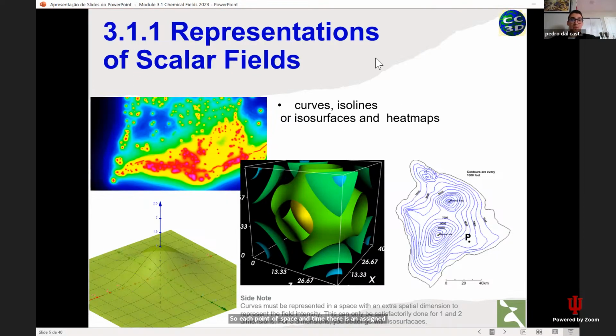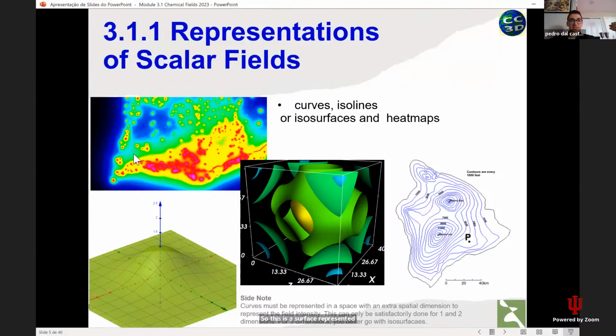And you can represent scalar fields in multiple ways. For example, curves and 3D graphs, if your field is in 2 dimensions. So this picture down here on the left, imagine you have a 2D space and you plot the intensity of the field in this 2D space. You require an extra dimension, so the Z dimension would be the intensity of the field. So this is represented by a surface.